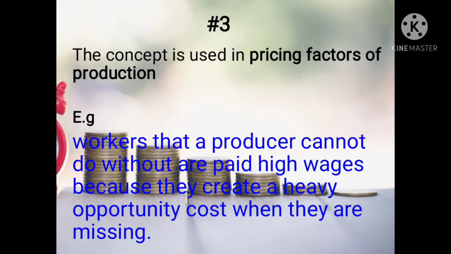You have a worker that is capable of multitasking vis-a-vis one that is so specialized or specific, that is to say, able to perform a particular task. To a producer, you would choose to pay a higher wage to the worker that is multitasking, because leaving him out would mean you are making a very big loss.